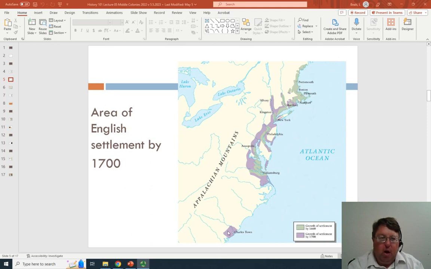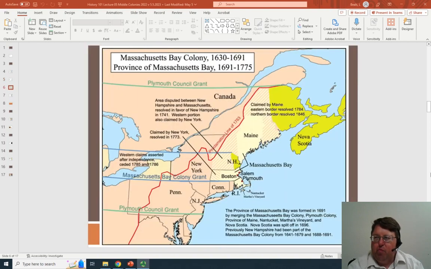And then we talked about the Carolinas down in that region. We talked about Massachusetts Bay and Plymouth Colony. This is a map showing where Massachusetts Bay is, and then where the Plymouth Colony is as well.